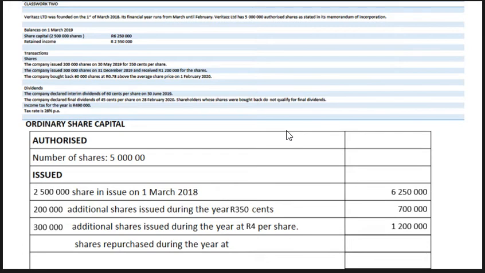So how did I get 4 rand, guys? So it's 1.2 divided by 300,000. That's how I got that 4 rand. How many shares? What happened thereafter, guys? How many shares did we buy back? 60,000. We're going to put that in brackets, right? We'll have 60,000. What will be the buyback price here?